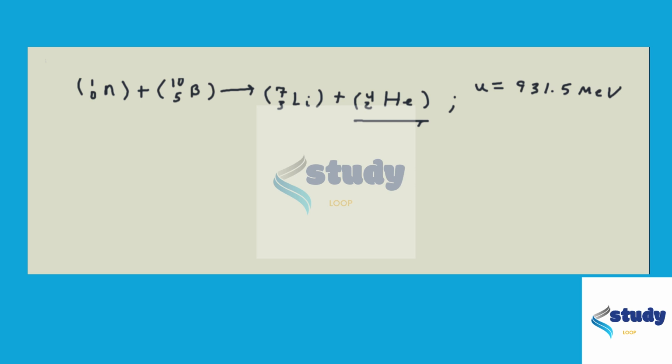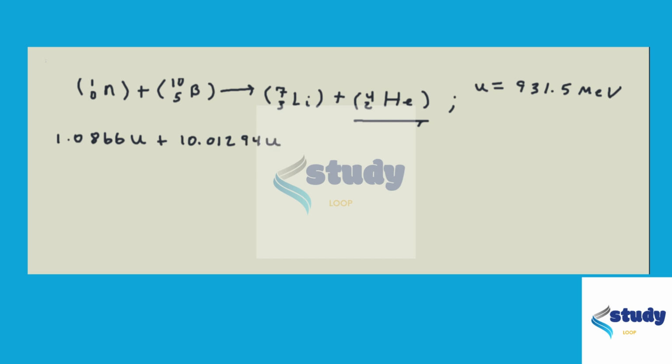Okay, so for this neutron, we have that this is 1.00866 U plus 10.01294 for the boron.